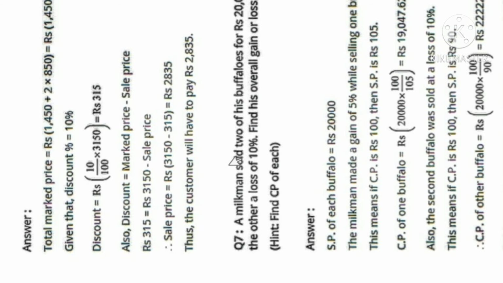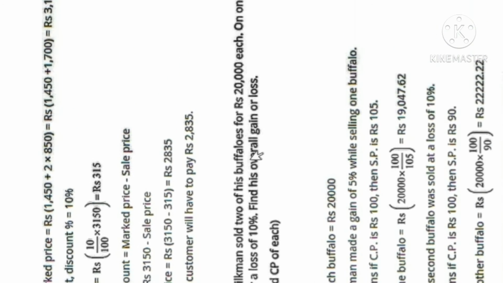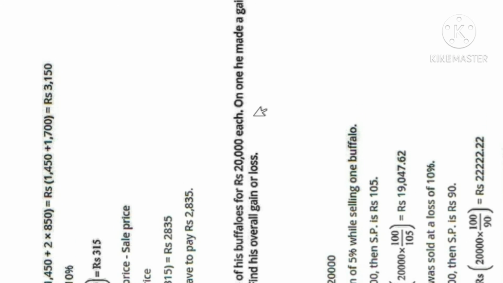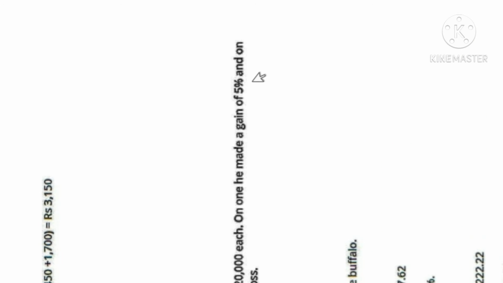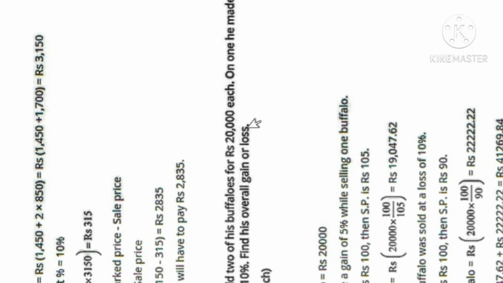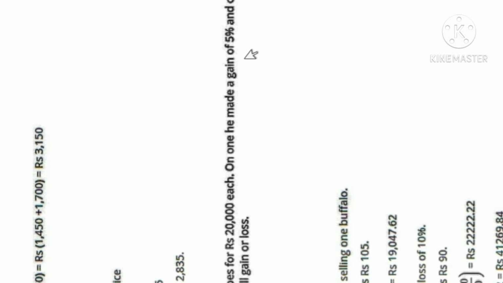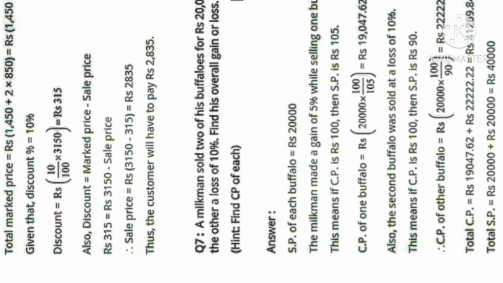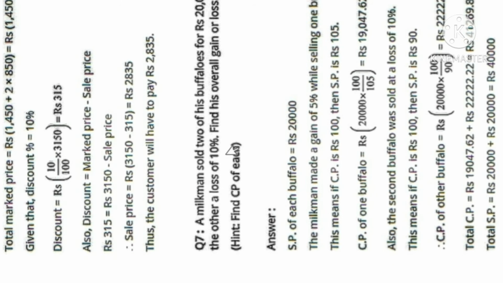Now, question number 7. A milkman sold 2 of his buffaloes for rupees 20,000 each. On one, he made a gain of 5% and on the other, he had a loss of 10%. Find the overall gain or loss. So, on one, he is making a gain of 5%, on the other he is suffering a loss of 10%.